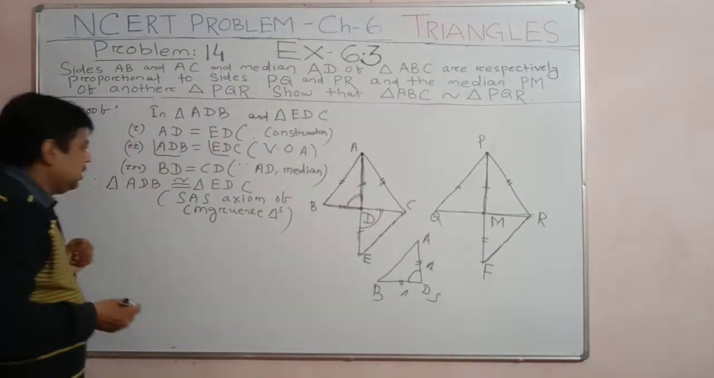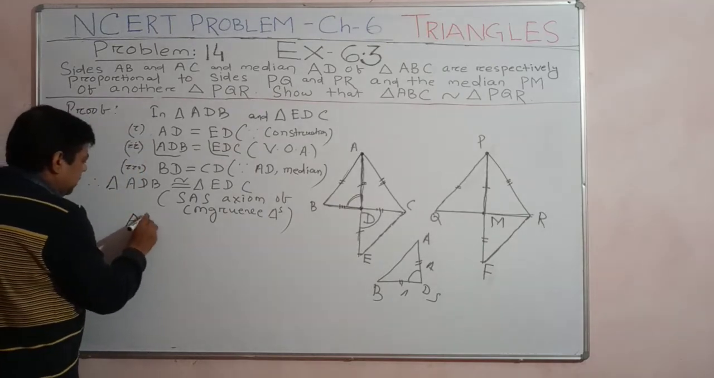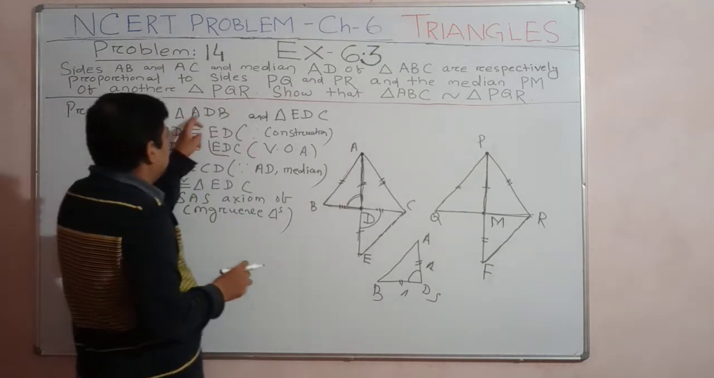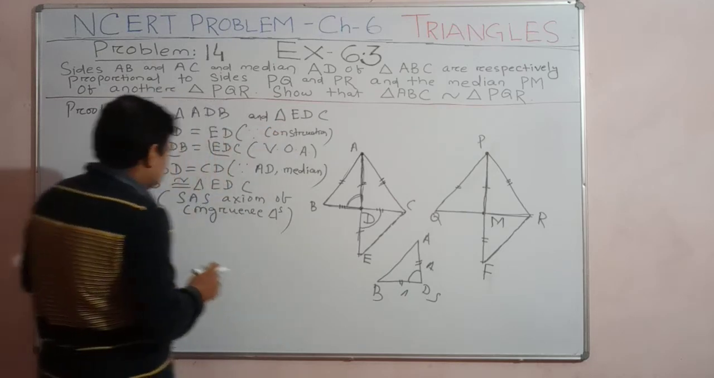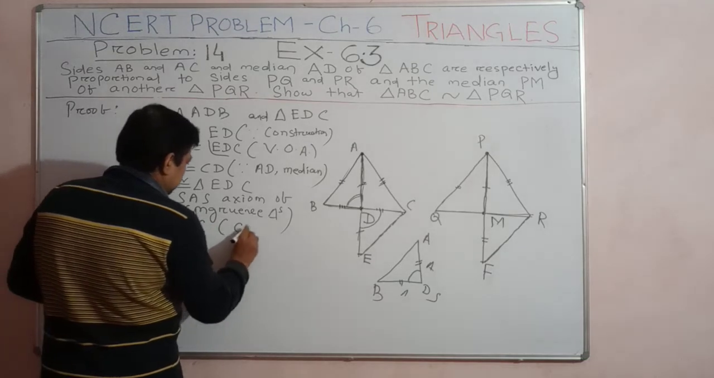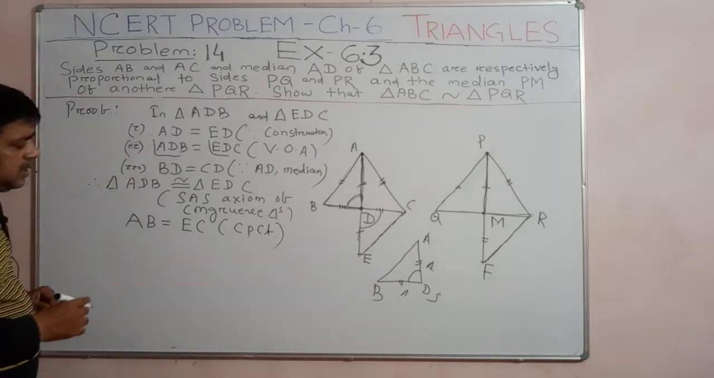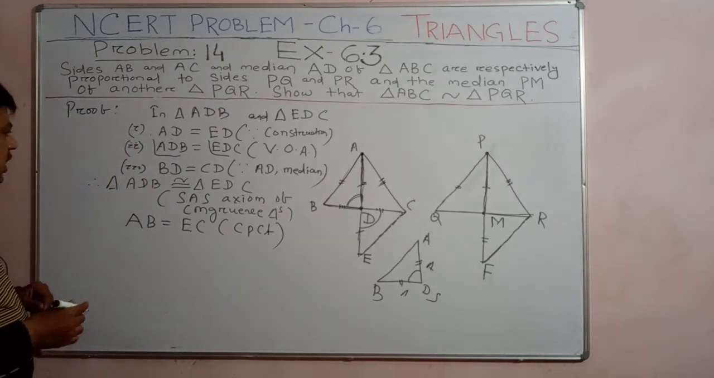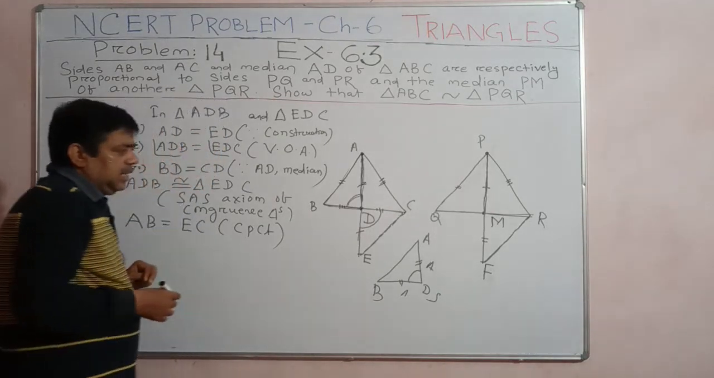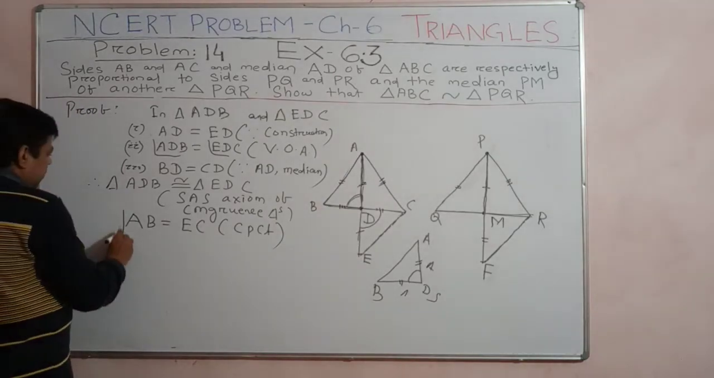Similarly, what is the corresponding side of AB? AB is equal to EC. Yes or no? This is the corresponding side by CPCT, corresponding parts of congruent triangles. Understand or not? So AB side is equal to EC side. Right? Is it clear? Okay, so this is one of the points we are getting here.